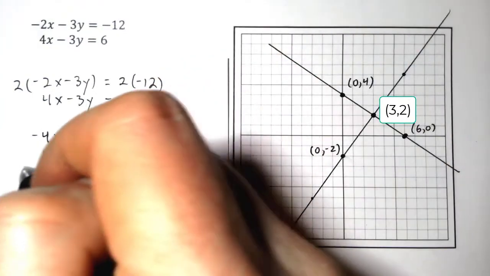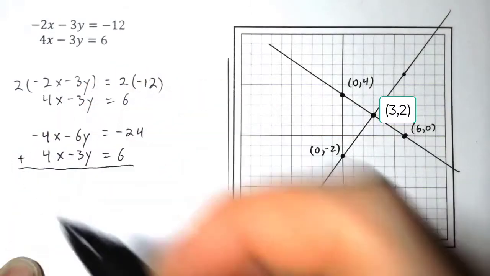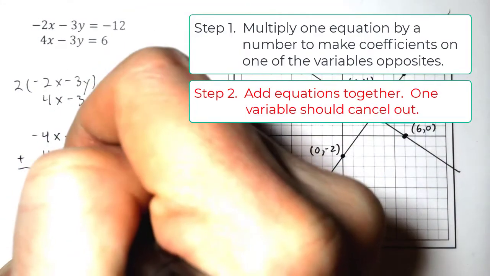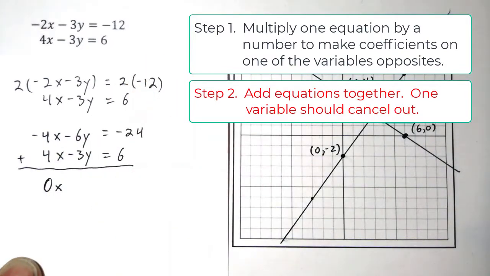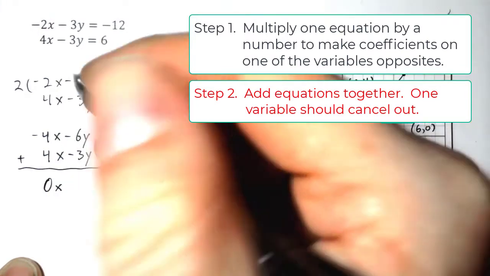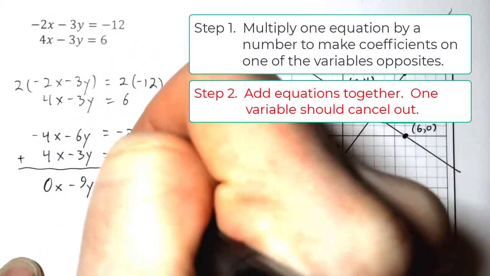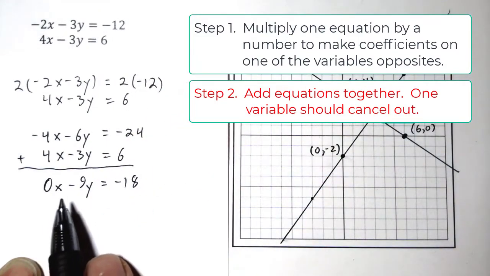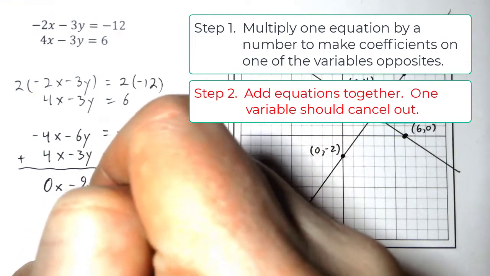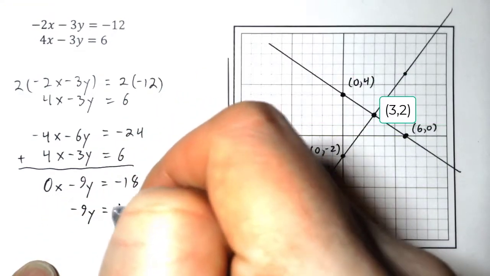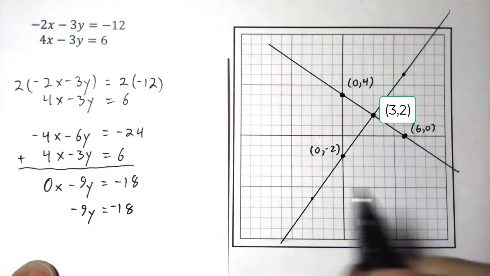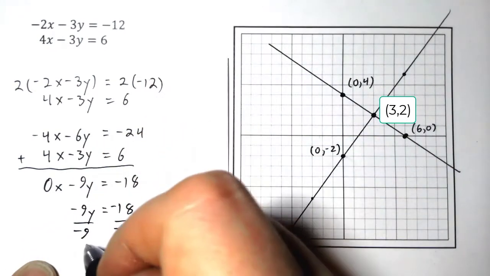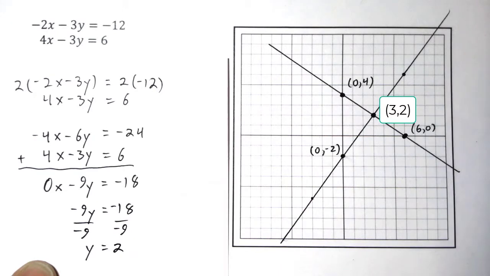So now I'm going to take these two equations and add them together. Well, when I add these terms together, I get 0x. When I add these together, I get negative 9y. And when I add these together, I get negative 18. Well, 0x is nothing at all, so I don't even need to write it. Divide both sides by negative 9, and we see that y is equal to 2.